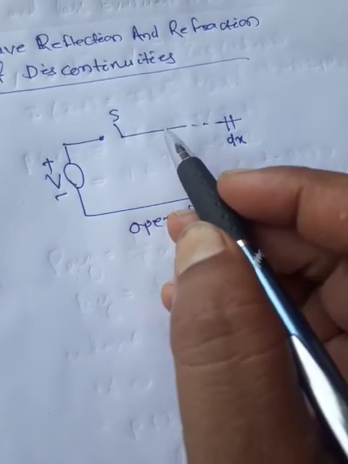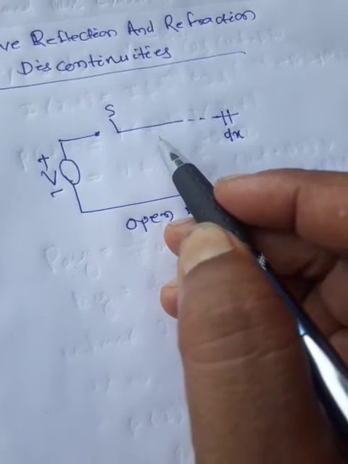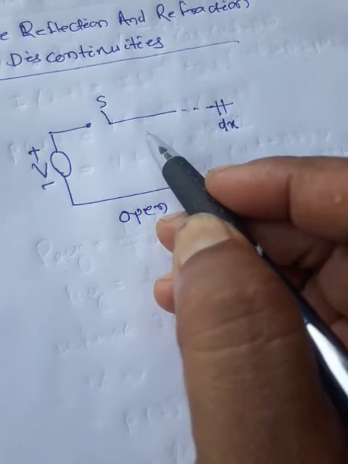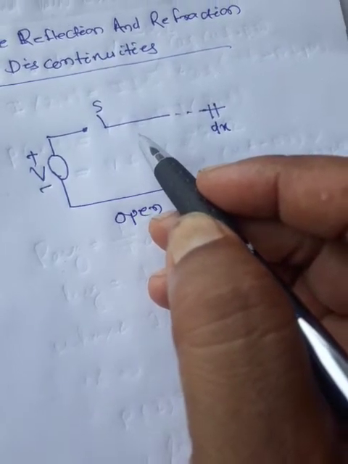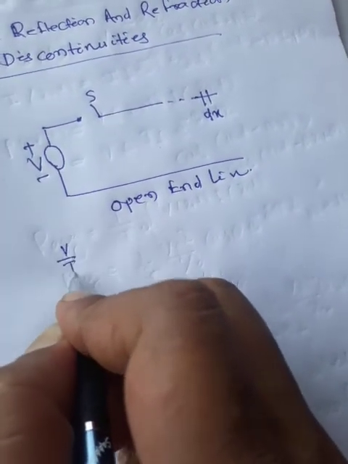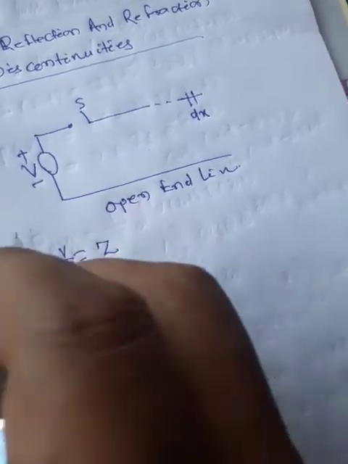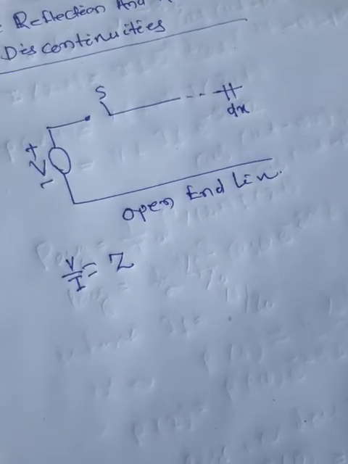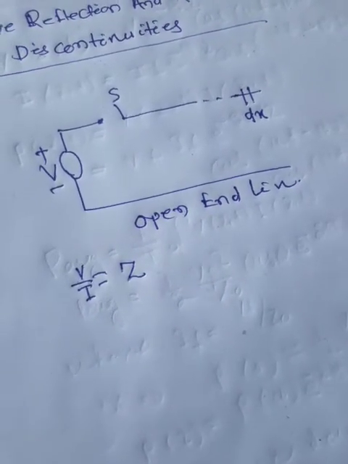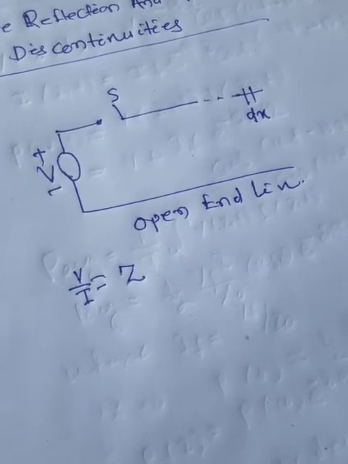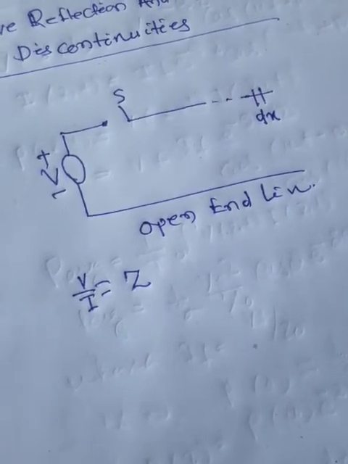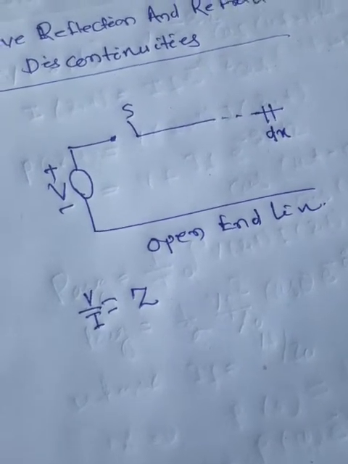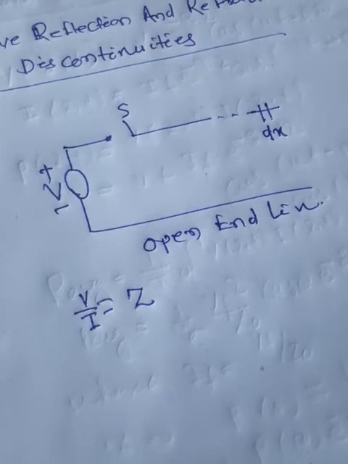See, when switch S is closed, a voltage and current wave of magnitude V and I respectively travels towards the open end. These waves are related by the equation V by I equals Z, where Z is the characteristic impedance of the line. Consider the last element dx of the line, because it is here where the wave is going to see a change in the impedance, the impedance different from infinite impedance as the line is open-ended.